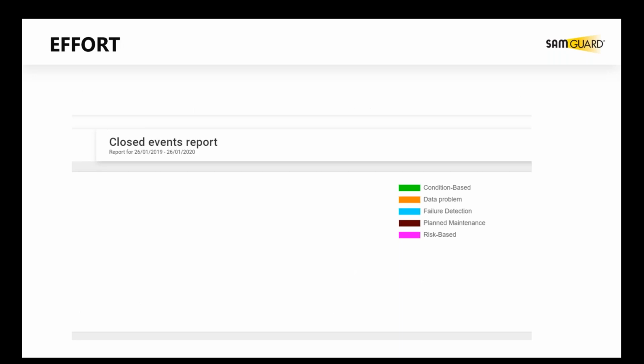So if we look here at an example, this is the closed events report for a year, from 26th of January last year to 26th of January this year, very up-to-date. And you can see there are different reasons here for closing an event. And each customer, by the way, can set their own reasons and their own classification. Some set leakage, sensor problem, equipment failure, planned maintenance, and so on. Some set like you're seeing here.